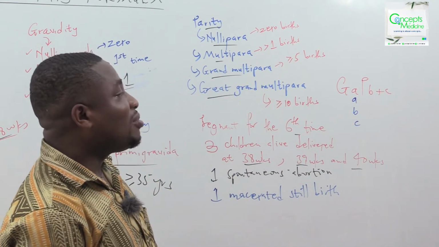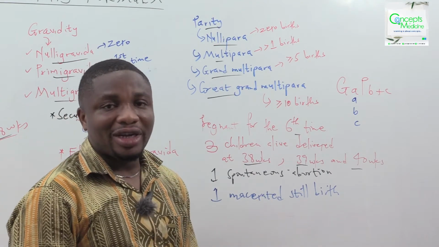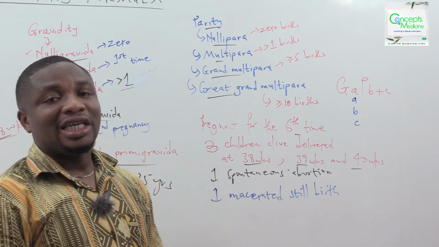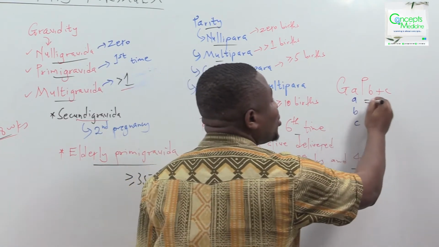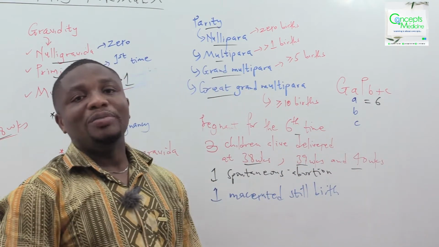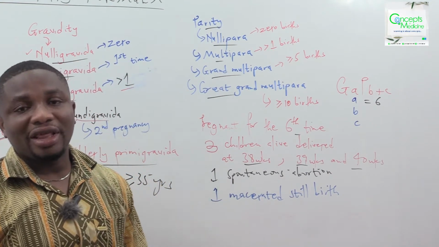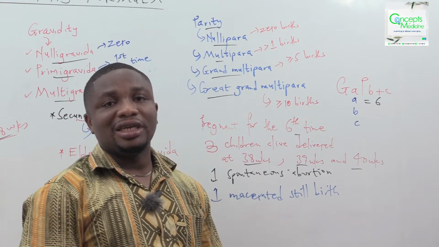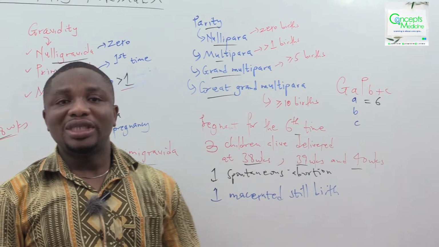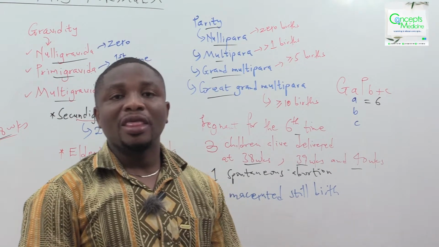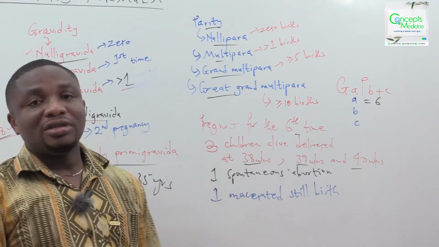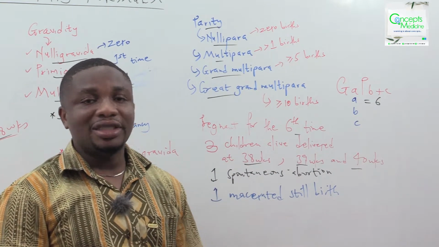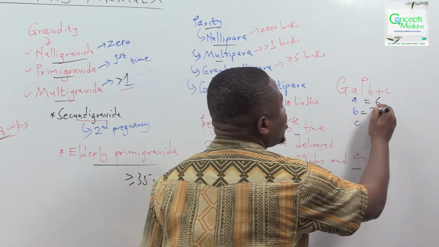The A, we know, is the number of pregnancies including the current one, and we were told that the woman is pregnant for the 6th time. So 6 simply means our A will be equal to 6. Then we go to our B, the number of deliveries or births beyond the viability age, and we are going to be using 28 weeks for my jurisdiction. If you look at that, 3 children all born beyond the viability age. So we have B equal to 3.